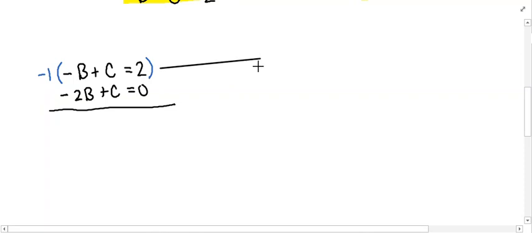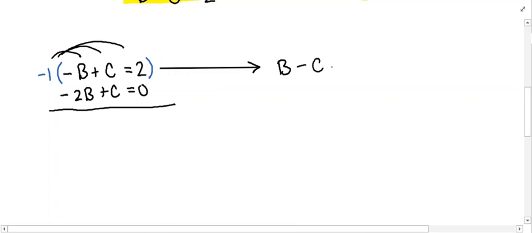If I multiply the first equation by negative 1, I've got to send it through everything here. So this is going to be positive b minus c is equal to negative 2. I'm going to leave the second equation alone, negative 2b plus c is equal to 0.